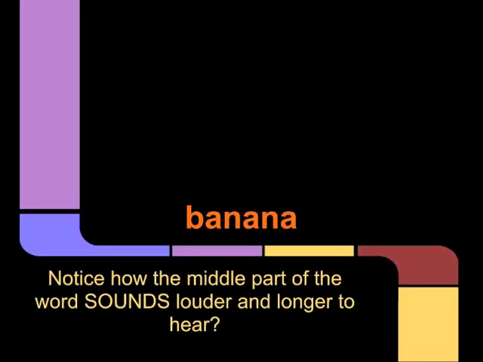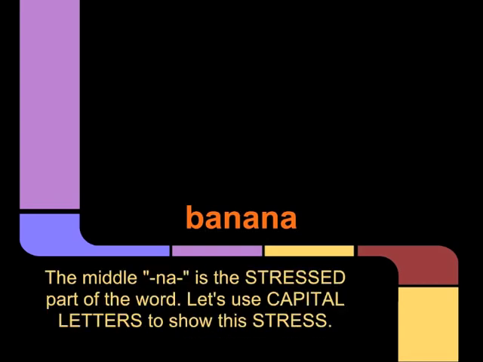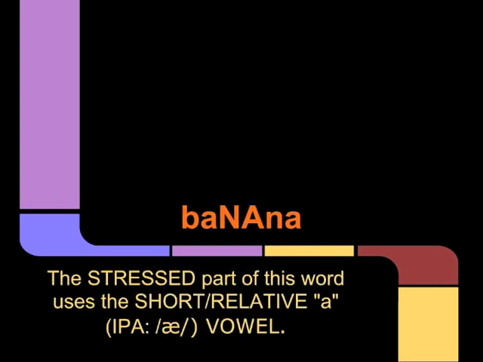Banana. Notice how the middle part of the word sounds louder and longer to hear? The middle na is the stressed part of the word. Let's use capital letters to show the stress. baNAna. The stressed part of this word uses the short or relative a, in IPA the a vowel.